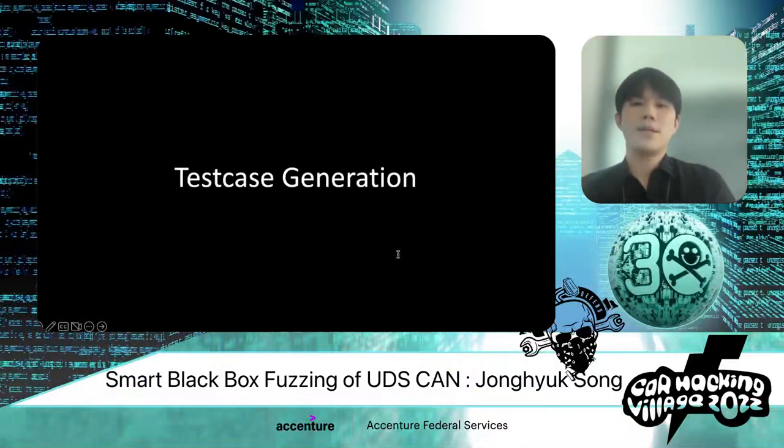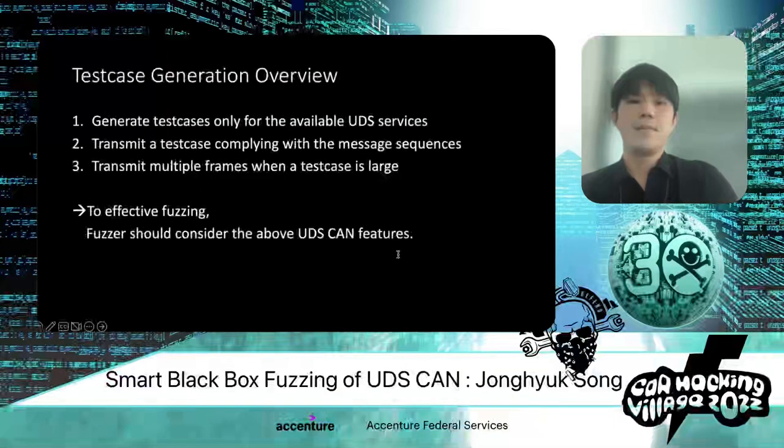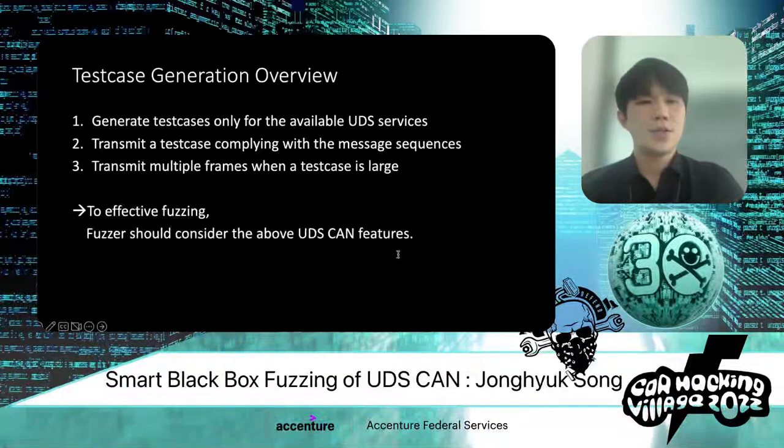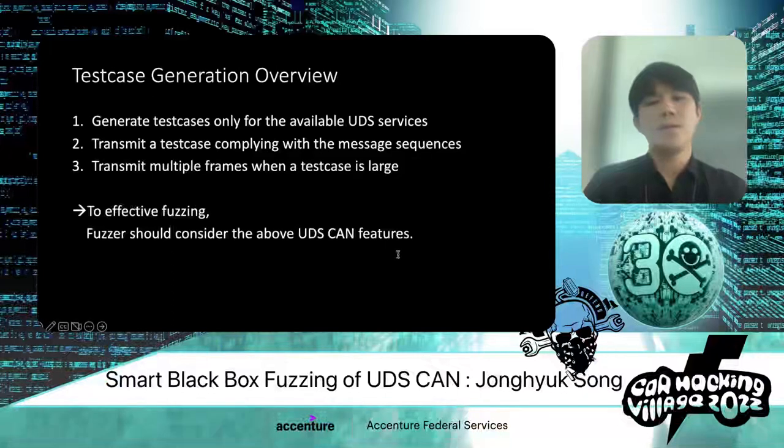Okay, let's talk about test case generation first. Test case generation is the most important part of fuzzing. We consider three things to generate effective test cases. First, it's efficient to generate test cases only for the available UDS services. Second, the fuzzer should transmit the test case complying with the message sequence. Third, the fuzzer should transmit multiple frames when a test case is large. For effective fuzzing, the fuzzer should consider the above UDS CAN features. I'm going to explain the details of each item in the next slides.